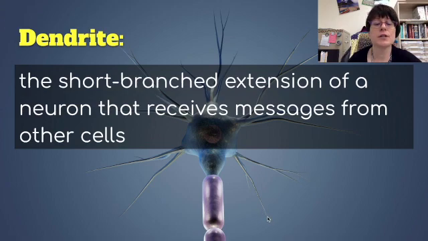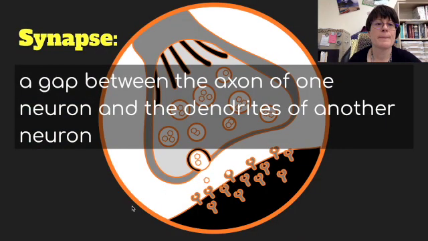And the kind of message it receives is actually a chemical message. And that happens across the synapse. This is the gap between the axons of one neuron and the dendrites of another neuron. So this axon goes to an end and sends that impulse across the synapse as chemicals, neurotransmitters, that then go to the dendrites of another neuron, and then that message gets sent along the axon as an electrical impulse, and so on and so forth.